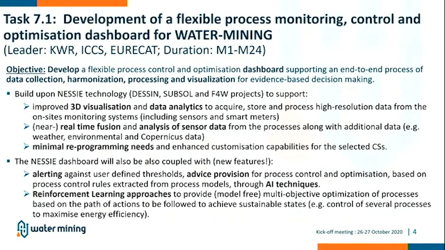starting with the dashboards. So the target here is to support evidence-based decision-making at the demo plant level by taking advantage of high-resolution data streams from the on-site monitoring systems. So what we plan to do is to develop a highly customizable online system that will enable real-time fusion and analysis of data. It will allow for setting alarms for unusual events, as well as provide advice to operators for process control and optimization, depending, of course, on the requirements from the demo cases.